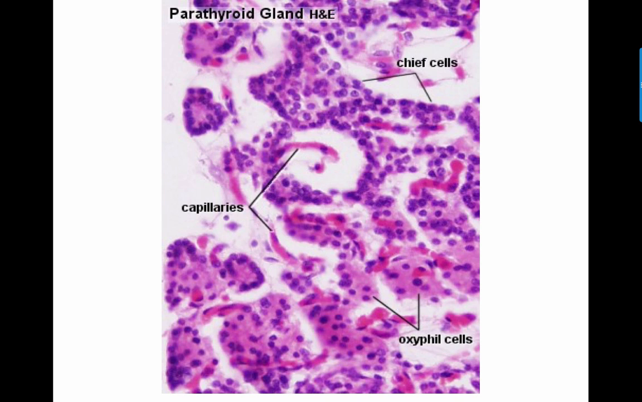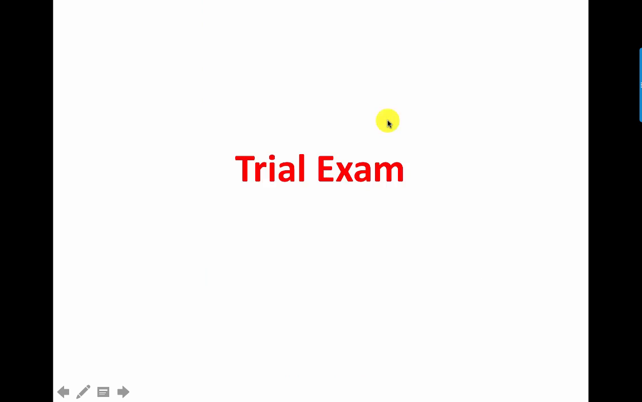Take care. Don't mistake these cells for oxyntic cells of the stomach. This is the oxyphil cell, of unknown function till now, and it increases with the advance of age. But these cells, which are the chief cells, secrete the parathyroid hormone, which increases the blood calcium level.